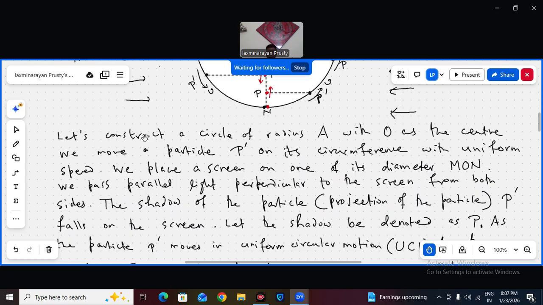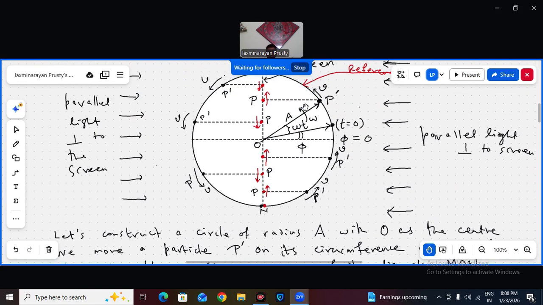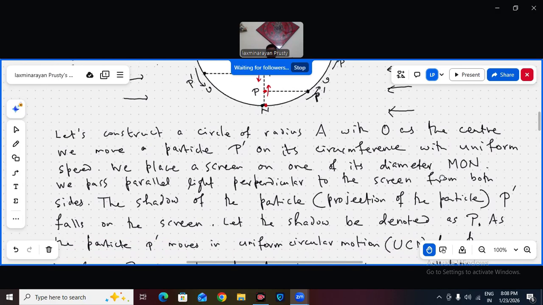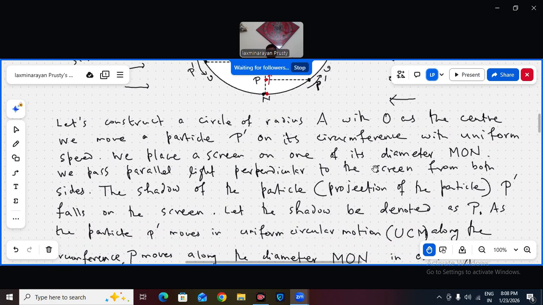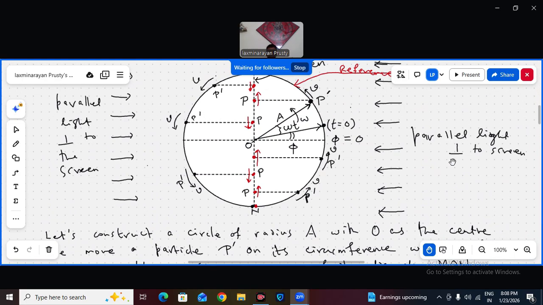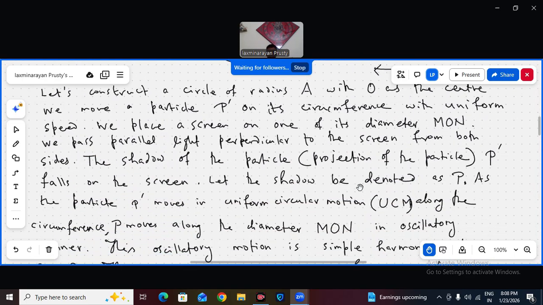So that's the whole thing I have written here. With a circle of radius A, we can construct a circle with O as the center. We move the particle P dash on that circular path with a uniform speed. We place a screen on one of the diameters. MON is the diameter. We pass parallel light perpendicular to it. Whatever I just told you, I have written there in words so that in case you want to read it also, you can read and understand clearly. Shadow means the projection of the particle P dash falls on the screen.